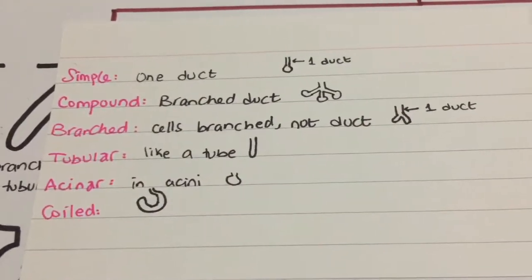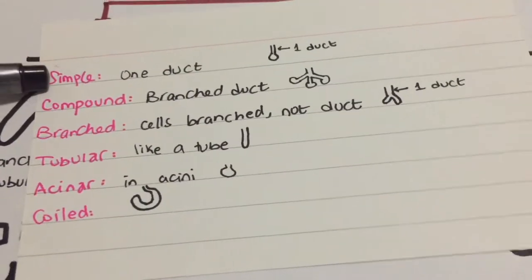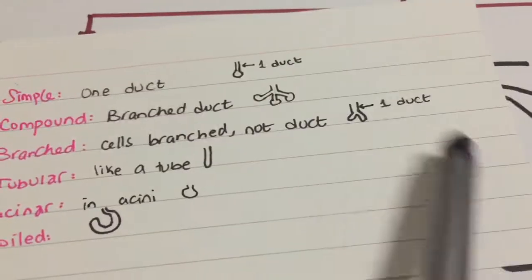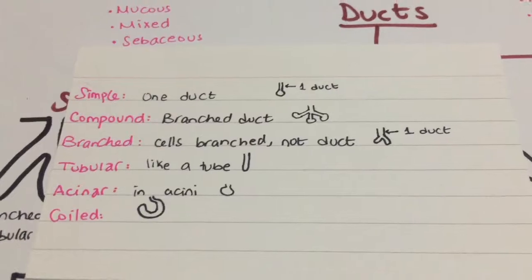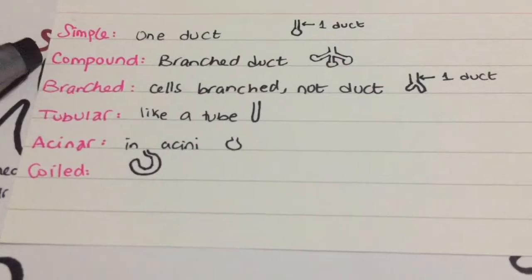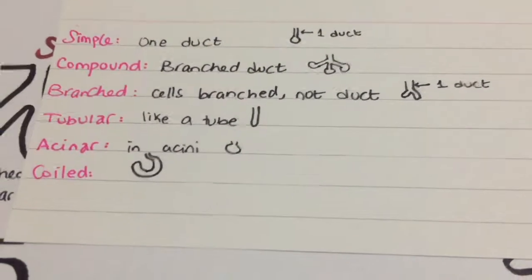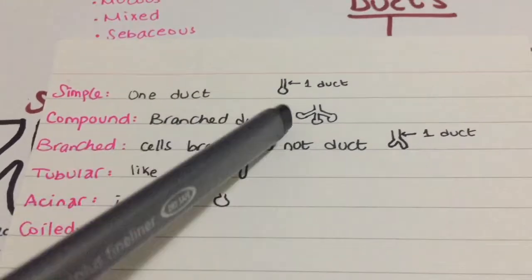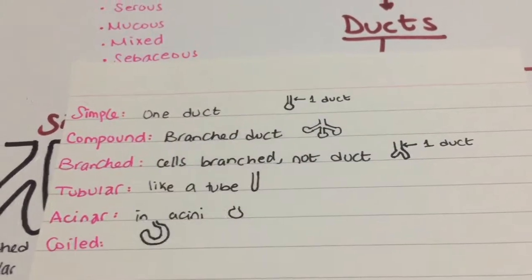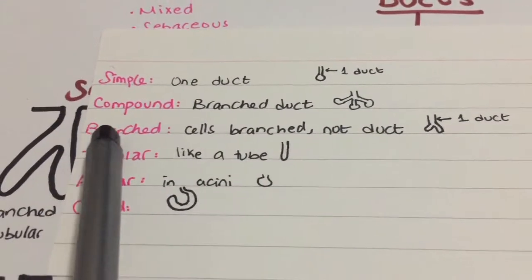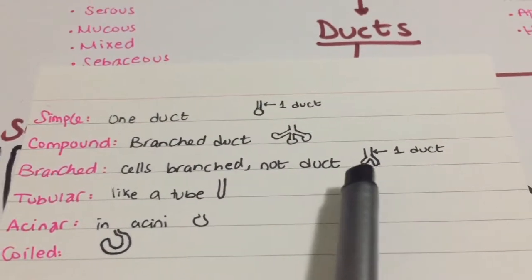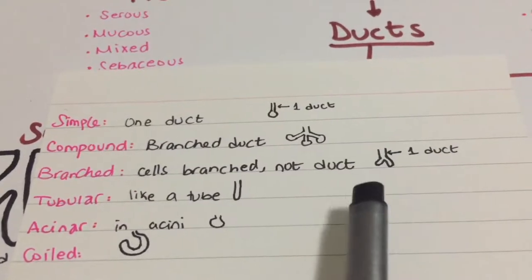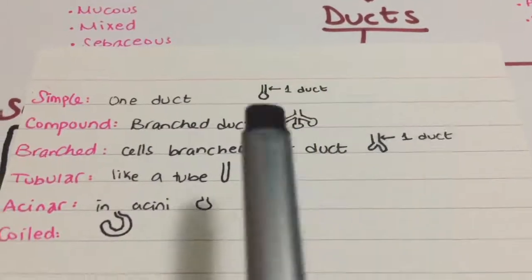So again, when we say it's simple, it means it has one duct. As you can see here, there's only one duct. When we're talking about compound, there's a branch duct, or more than one duct. So see, there are 3 ducts which eventually open into one duct. When you call it branched, it means that the cells are branched, not the ducts. So there's still one duct, but their cells are branched.